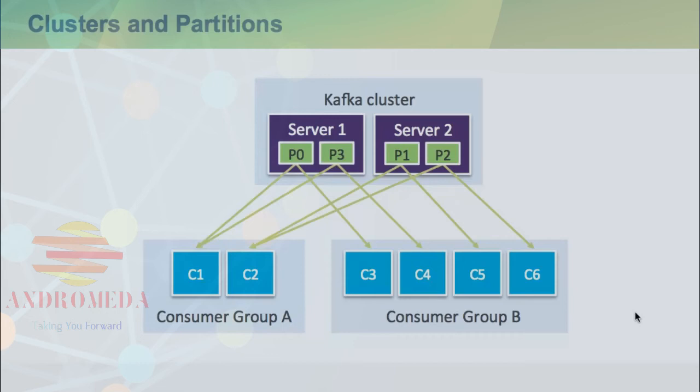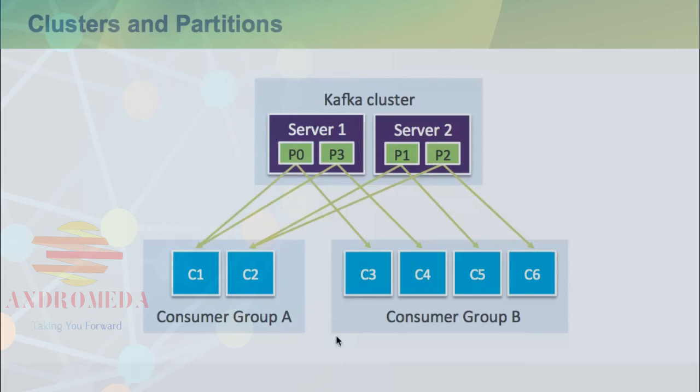So in this case, we have consumer group A that has 2 consumers. And we're just going to say, for instance, that consumer 1 was getting data from partition 0 and partition 3. And consumer 2 was getting data from partition 1 and partition 2.